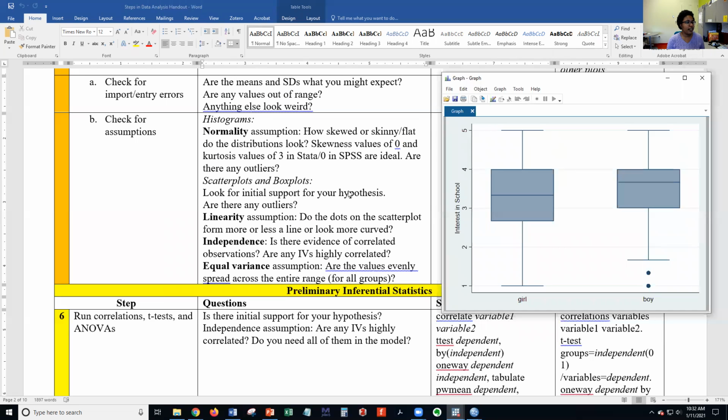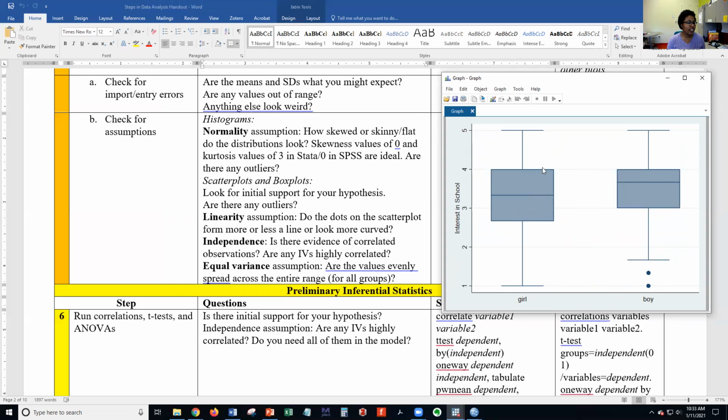All right, so now we're up here looking for initial support for our hypothesis. If you remember, our hypothesis is that girls would be more interested in school. And you can see this is the mean line, that girls are actually slightly less interested in school than boys are. So we don't have support for our hypothesis with this box plot. We have a couple of outliers for the boys over here, but they're not extreme. They're still within the girl range, actually, so it's not a big concern.